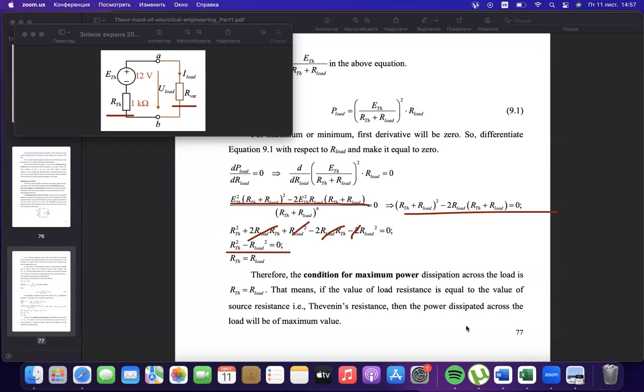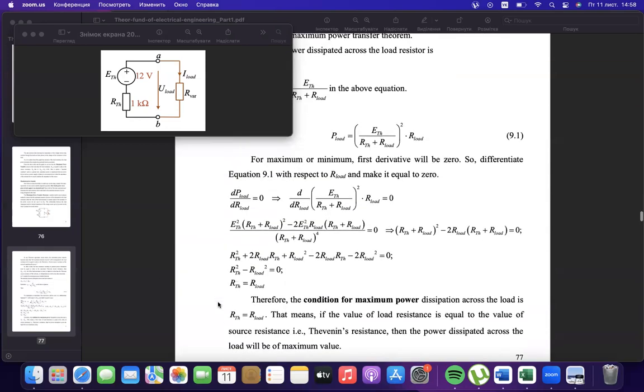Then the final answer for the 0 derivative, for the maximum point of power, should be the condition of equality of these two resistances. If we take the load resistance the same as the resistance of the source, the power will be maximum. It is the condition for maximum power.